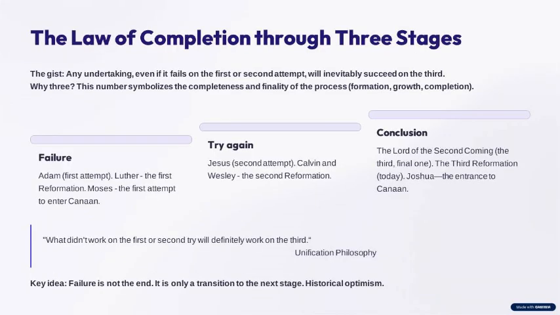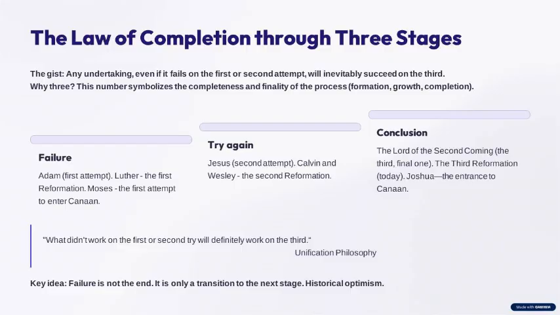The third law of creation we will discuss today is the law of completion through three stages. This is perhaps the most optimistic law. It says, if something did not succeed on the first and second attempts, do not despair. It will surely be completed on the third. Why 3? In philosophy, the number 3 symbolizes the fullness of a process. There is formation, there is growth, and there is completion.